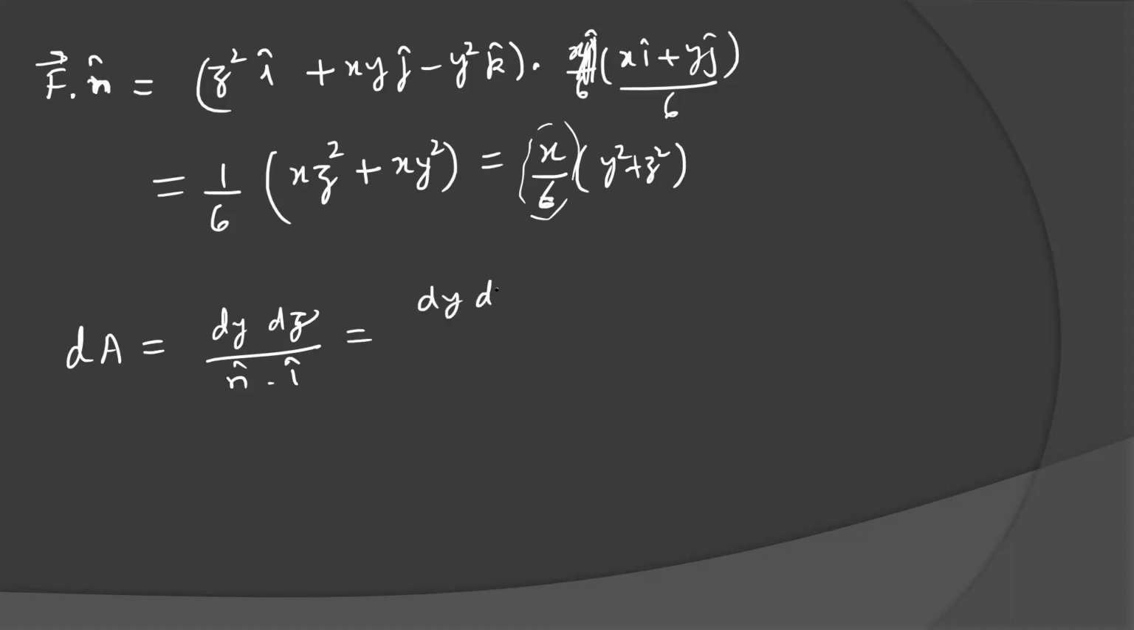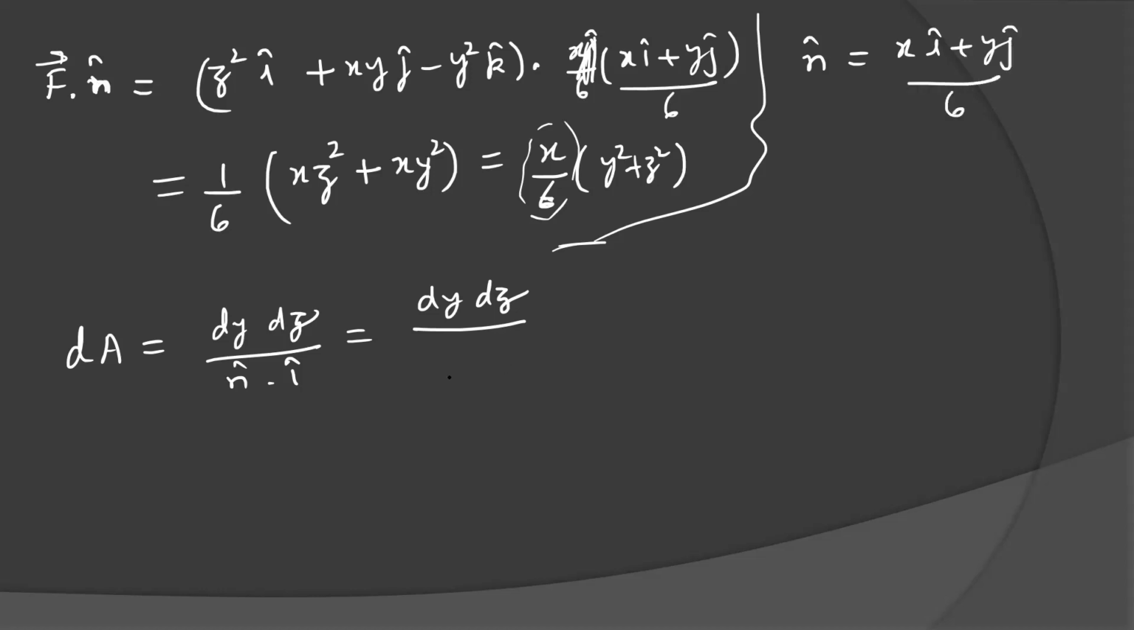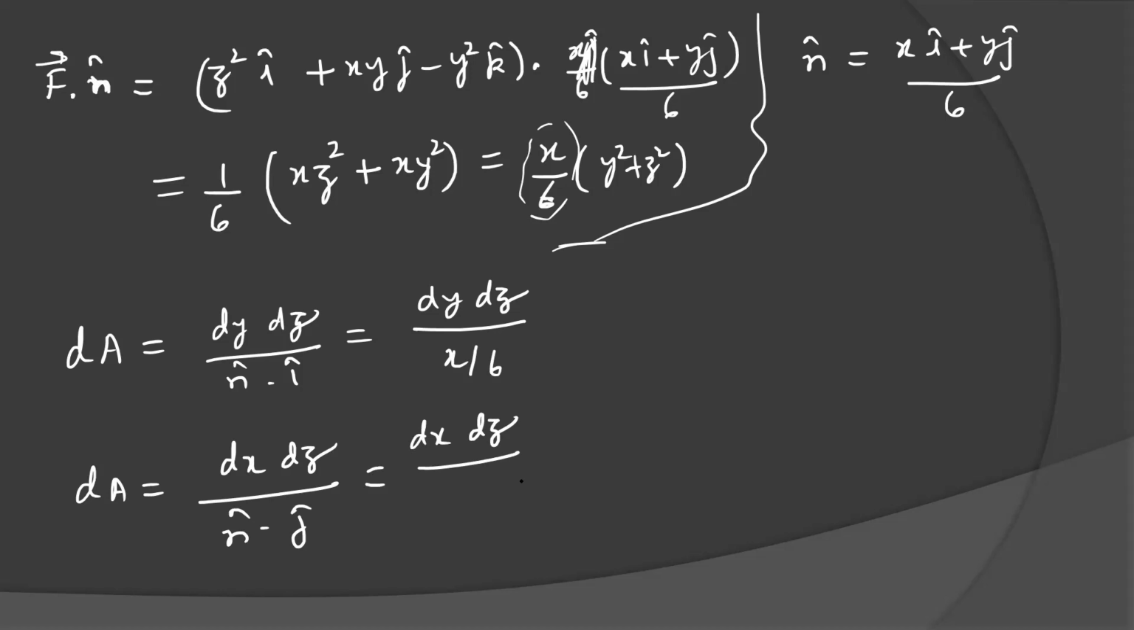So it will become dy dz over, I am taking here all the 3 dA. What is n cap here? n cap is xi plus yj by 6. Now if you take n dot i, it will become x by 6. What is another dA? This is equal to dx dz over n dot j. It will become y by 6.